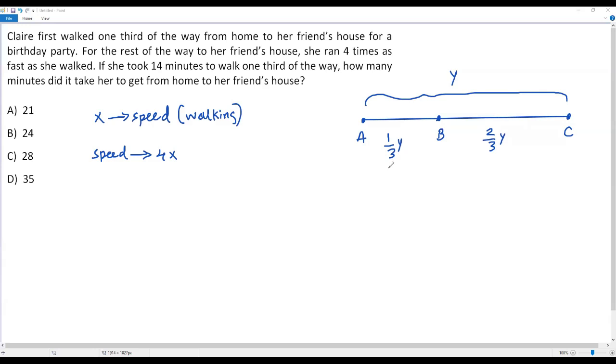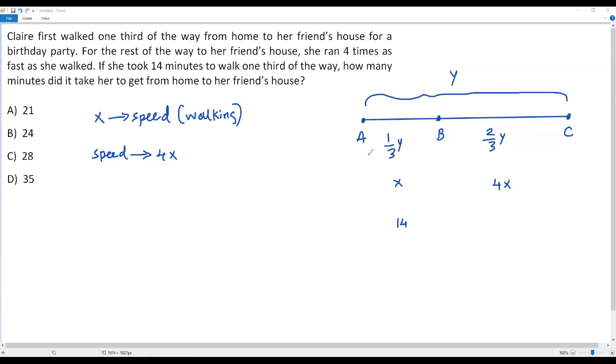And so the speed from A to B, that is 1/3 of the distance, is x, that we have assumed. She walks 1/3 of the distance, from A to B, at speed x. And from B to C, she ran 4 times the speed she walks from A to B, that is 4x. And the question says she took 14 minutes to walk 1/3 of the way.